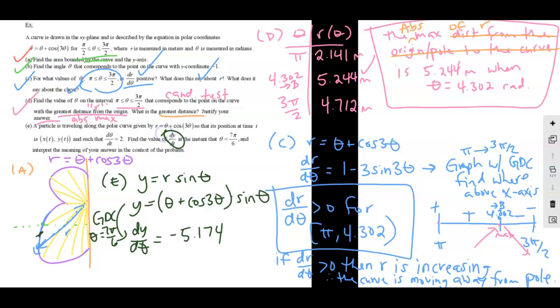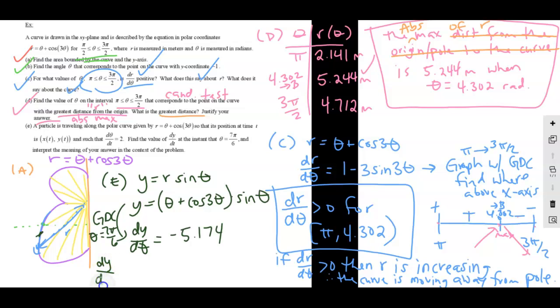It wants dy/dt. It wants the kinematics, the rate of change of y with respect to t. It wants that y velocity. What I have is dy/dθ, right? The horizontal or vertical position changing based on the angle. All right, so let's go back and think about it again.